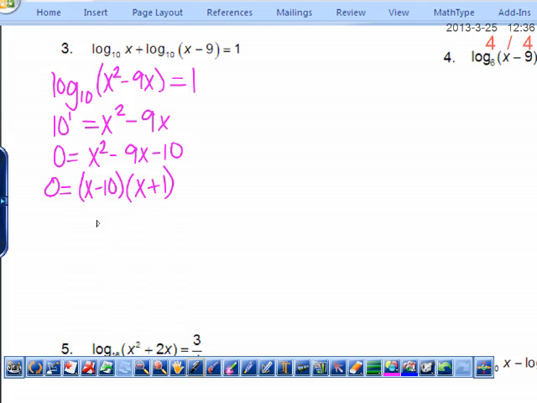So what are our two possible solutions? 10, negative 1. Check them in your arguments. Make sure your arguments are positive. Do they both work? No. Which possible solution does not work? Negative 1. That negative 1 is extraneous. My solution is just 10.